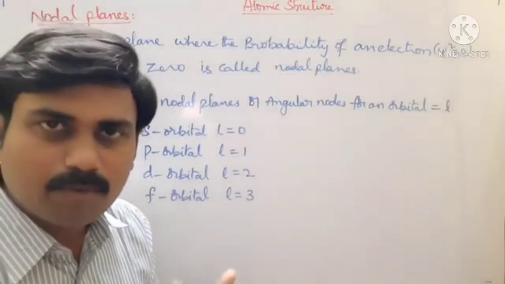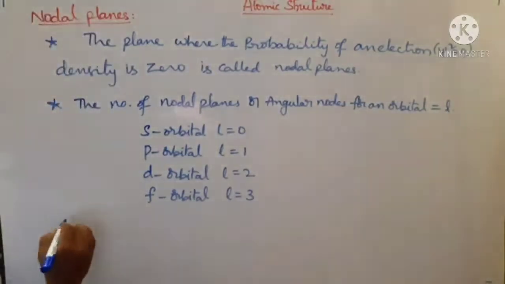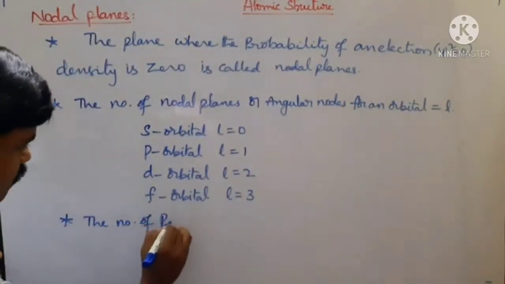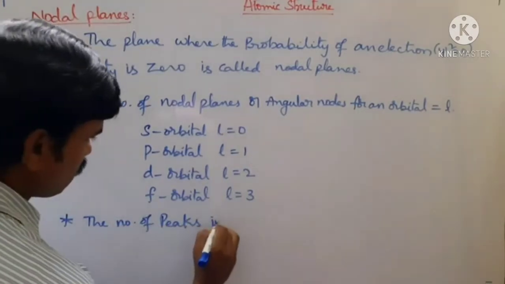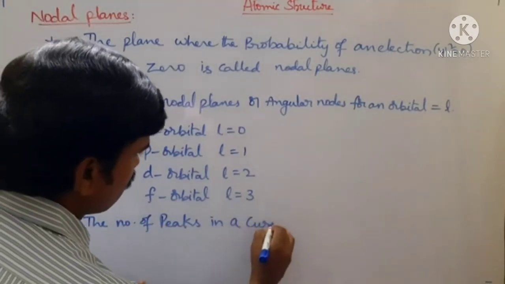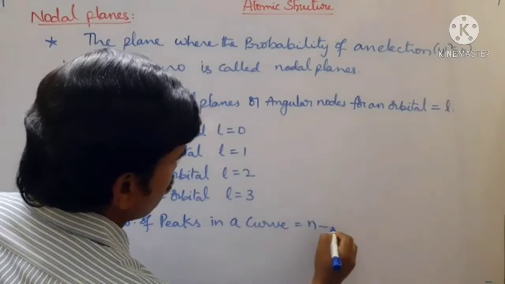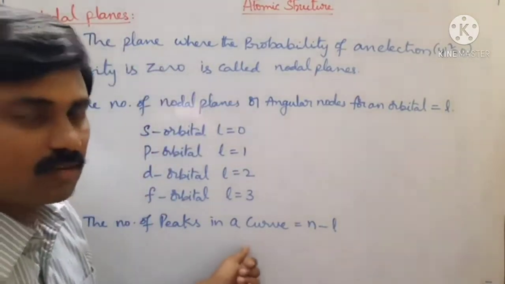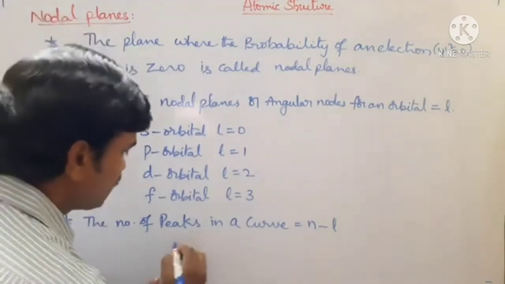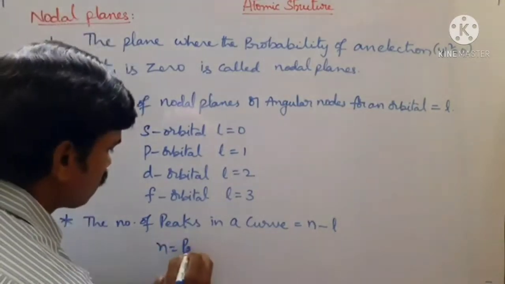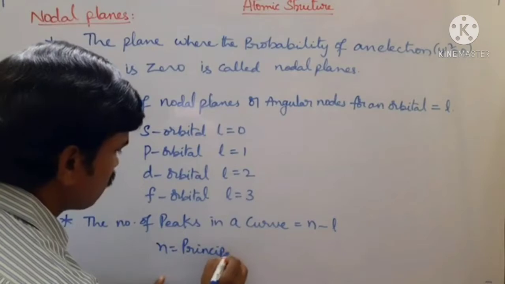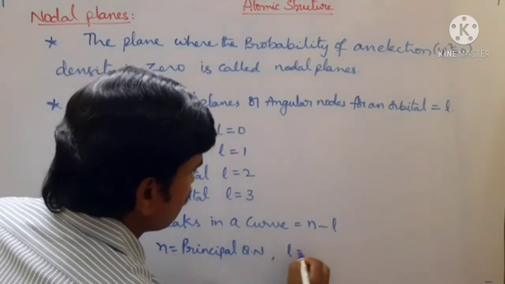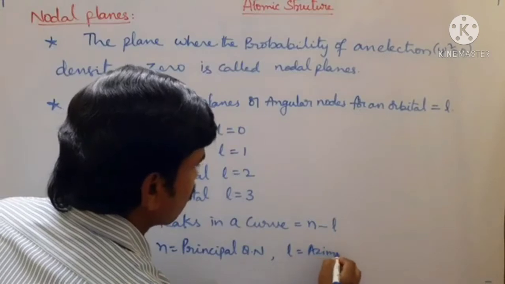For calculating the number of peaks, we have to take a formula. The number of peaks in a curve is equal to n minus L, where n is principal quantum number and L is azimuthal quantum number.